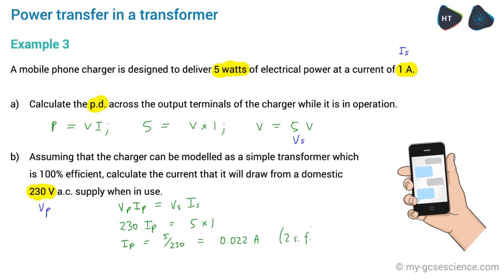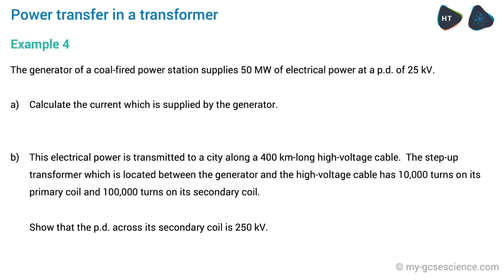To 2 significant figures. You might have spotted here that the right-hand side of this equation gives us the power in the secondary coil, so we could have subbed 5 watts in here and got the same answer. One last example now for this video.